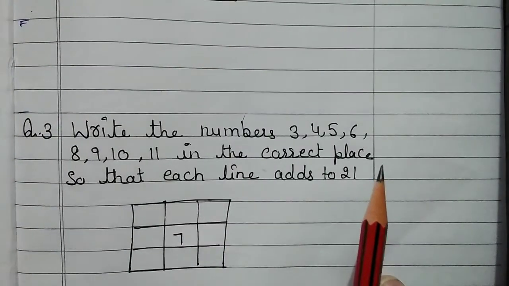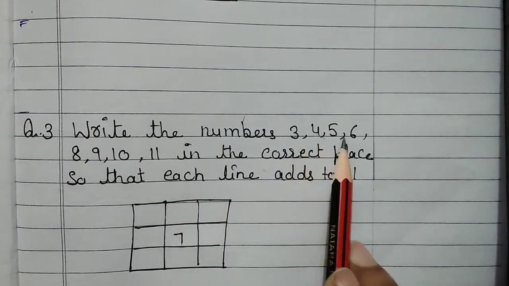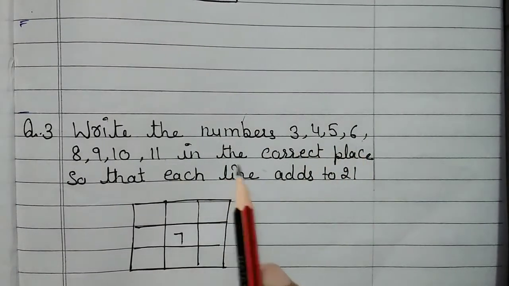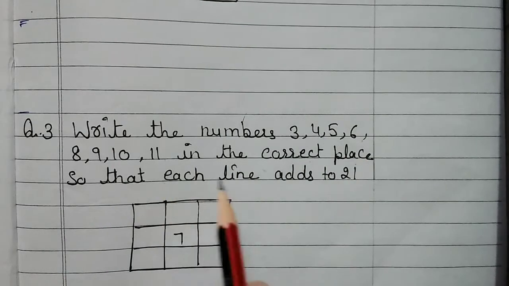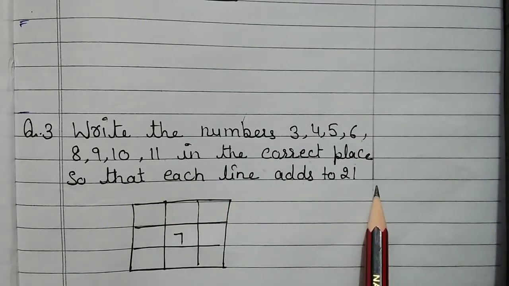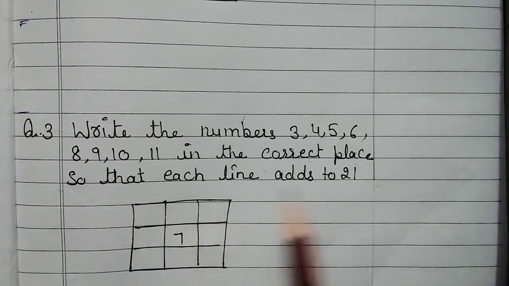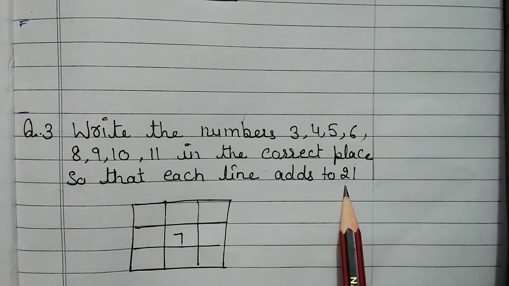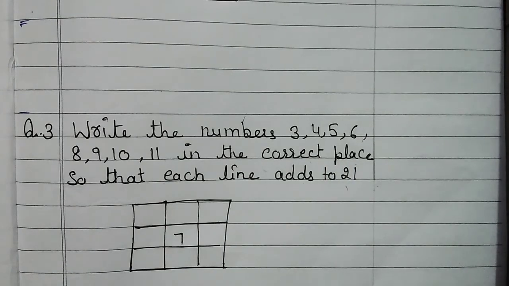Now move to the third question. Write the numbers 3, 4, 5, 6, 8, 9, 10 and 11 in the correct place so that each line adds to 21. This is a square block. You have to place these digits so that the sum of each side must be 21. Try to do this question by yourself.